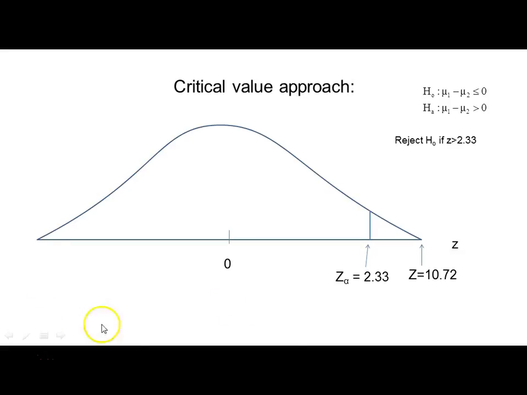And here's a graphical look at the critical value approach. Our critical value was 2.33. That's the z-value that leaves a 1% probability above it. So we decided to reject the null if we get a z-value above that point. And 10.72 is probably well out into the end of the tail of our z-distribution. And therefore we reject the null hypothesis.